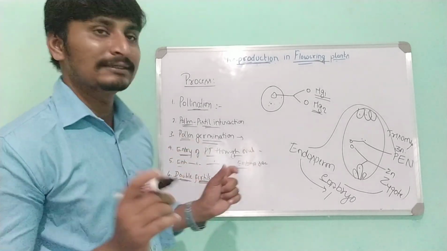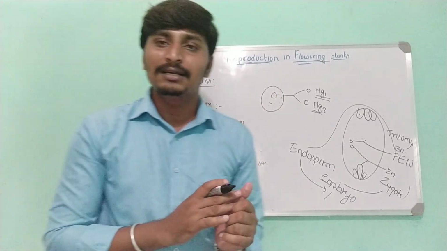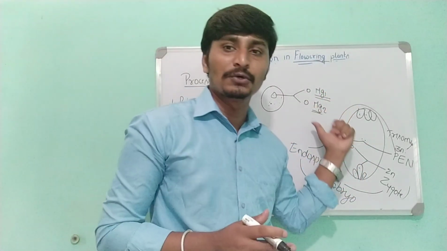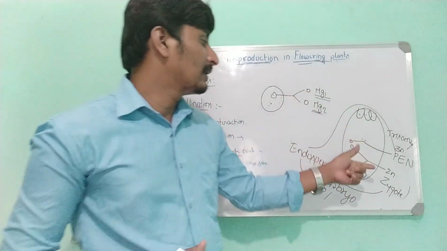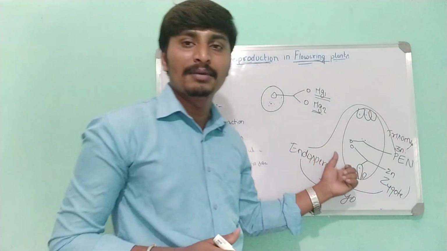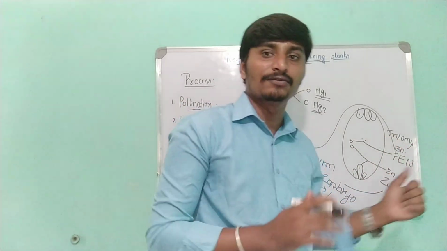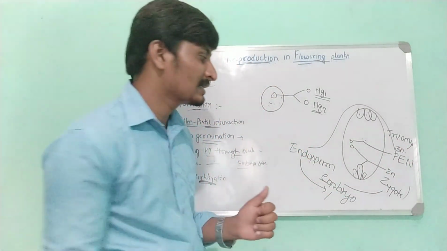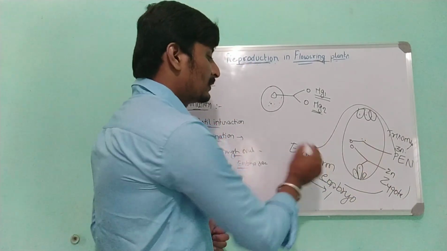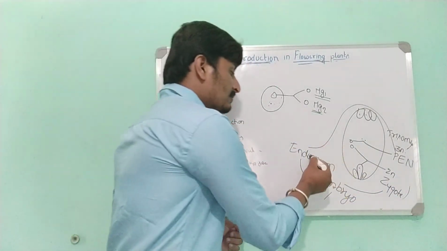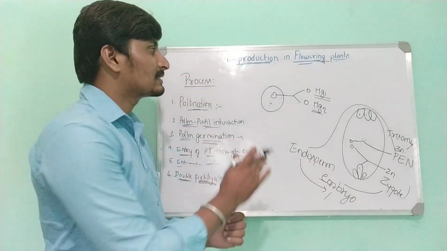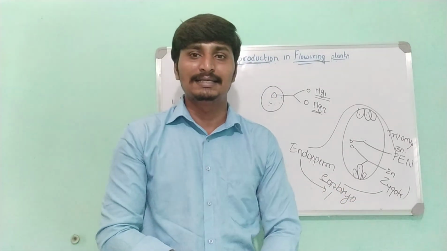Double fertilization means the pollen grain has two cells, a generative cell and a vegetative cell. The generative cell divides to form two male gametes. One of the two male gametes combines with the egg to form the zygote. The other male gamete fuses with the secondary nucleus to form the primary endosperm nucleus. The zygote develops into the embryo. The primary endosperm nucleus develops into endosperm. The endosperm serves as nutritive tissue for the developing embryo. So this is about double fertilization.